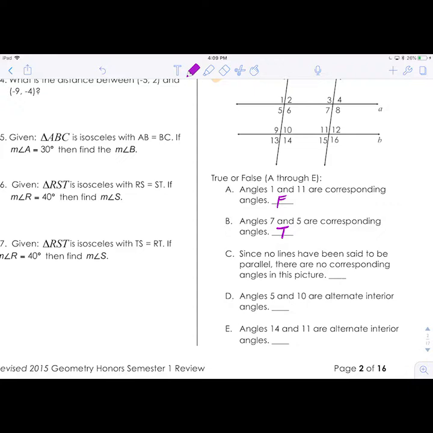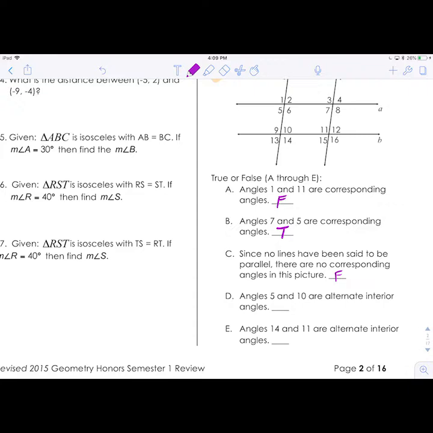It says, since no lines have been said to be parallel, there are no corresponding angles in the picture, and that's false. And the reason why is because we don't have to have parallel lines to have these angle relationships, such as corresponding or alternate interior or alternate exterior or same side interior and all that stuff. The only thing that having parallel lines does is give us congruency between those pairs or supplementary relationships.